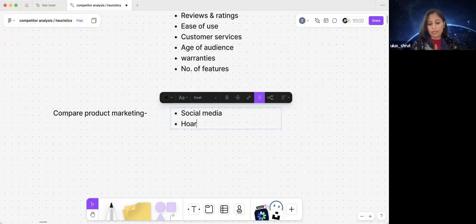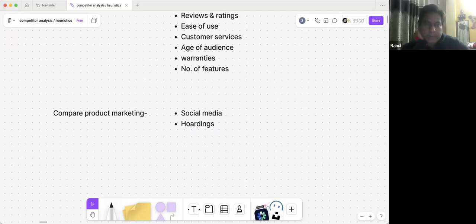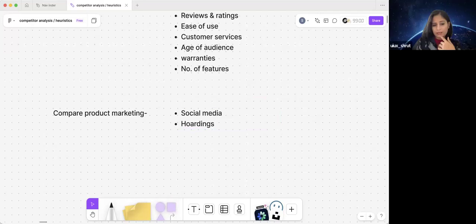Then we have, let's say, hoardings. If you check out hoardings, hoardings are also another way of marketing, right? One second. Okay, again for this I have something. A very famous hoarding campaign is coming to my mind, which is about iPods.